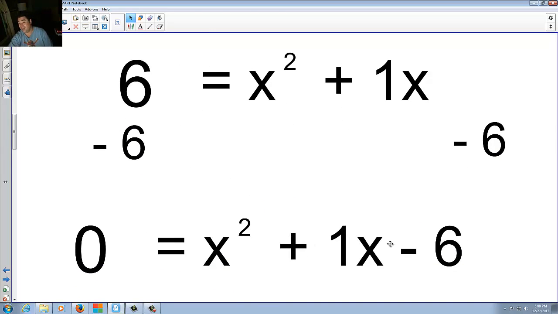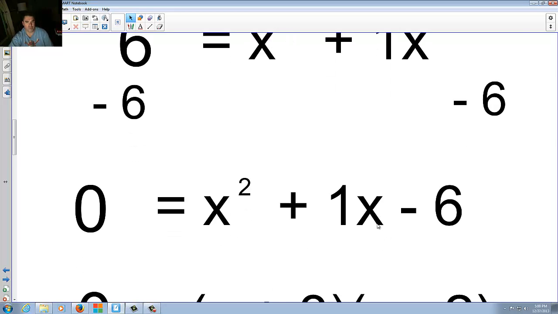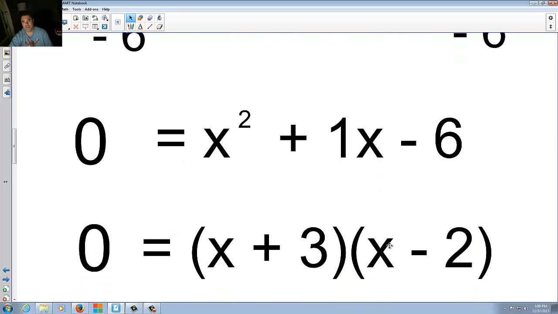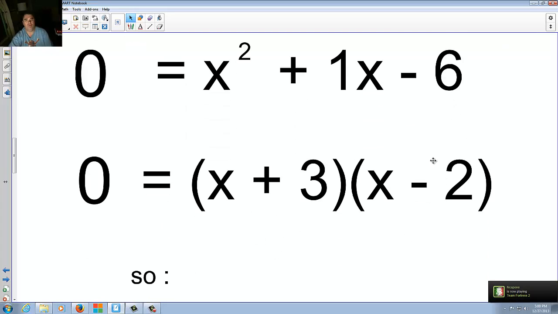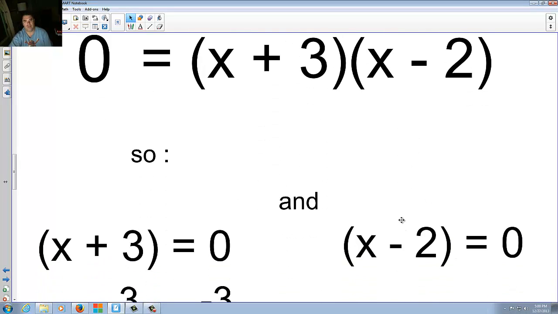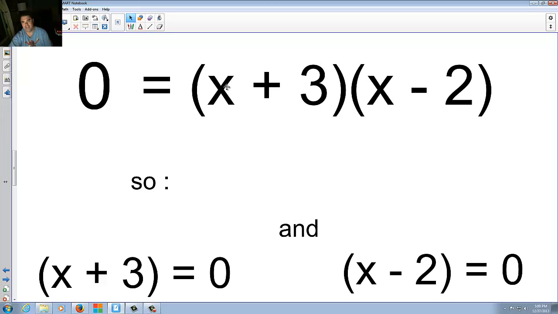But are we done? Not yet, because we can actually break this down into two different binomials. Remember, x plus 3, x minus 2. Why? Because 3 minus 2 is 1, and 3 times negative 2 is negative 6. What's the answer to these? Well, x could be negative 3, or x could be positive 2. Here's why. If I make this 0, the whole thing's 0, which makes it equal. If I make this 0, the whole thing's 0, which is fine there.